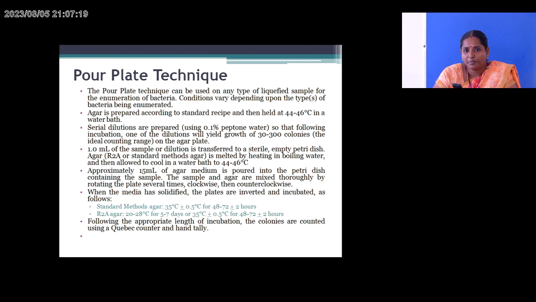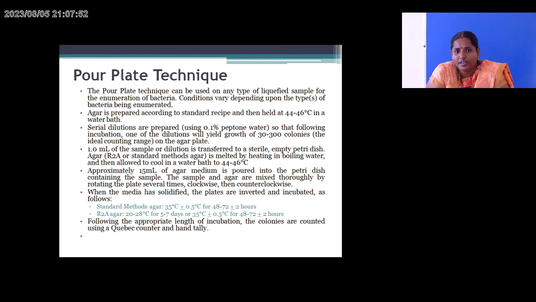First, the pour plate method. As we all know, the pour plate technique can be used for any type of liquefied sample for the enumeration of bacteria. Incubation conditions vary depending on the type of bacteria being enumerated. The standard recipe is held at 42 to 45 degrees Celsius in a water bath, and all dilutions are used for the pour plate technique.